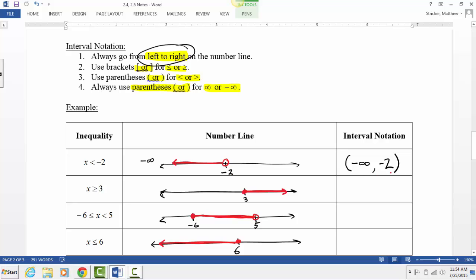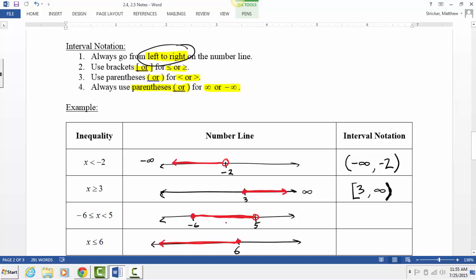Let's do another one. This time the shading doesn't go to negative infinity, it goes out to positive infinity, and moving left to right it would go from 3 to infinity. So we go 3, comma, infinity. And for the 3, in this case we do have an equal to. It's a closed circle, which we use a bracket for. And for infinity, remember, we always use parentheses. Notice these first two examples: parentheses always on the infinities.